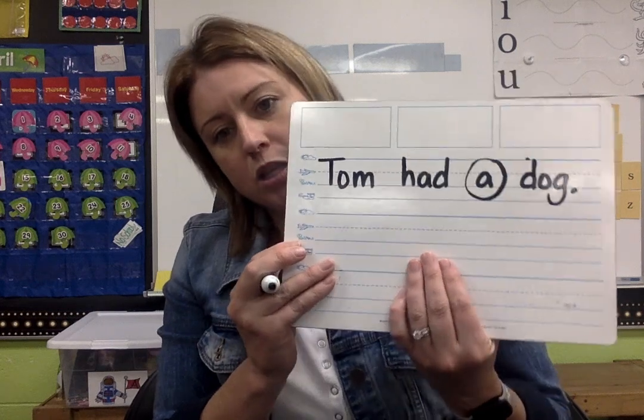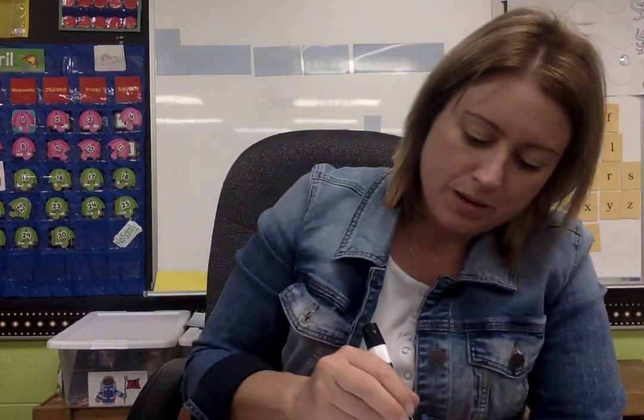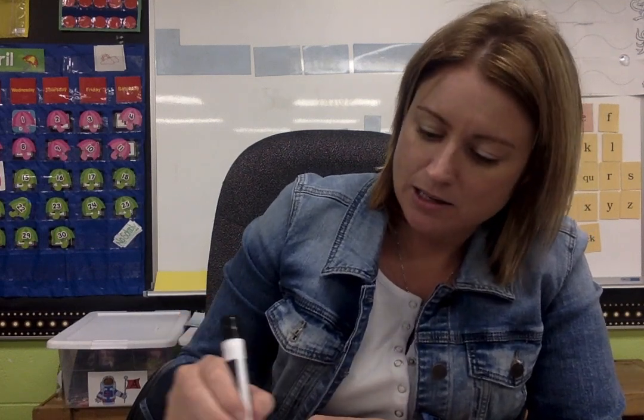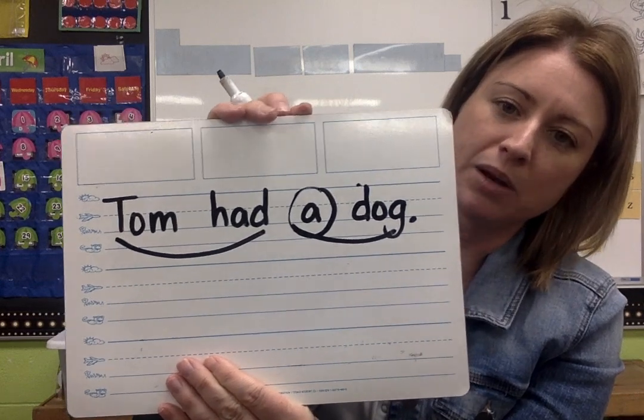And then let's go ahead and make the scoops. So Tom had a dog. And when I scoop it, I would do Tom had a dog. Just like that. Now, kindergartners, if you want to go ahead and change this sentence, let's do Tim had a dog. So think about, you only need to switch 1 letter.